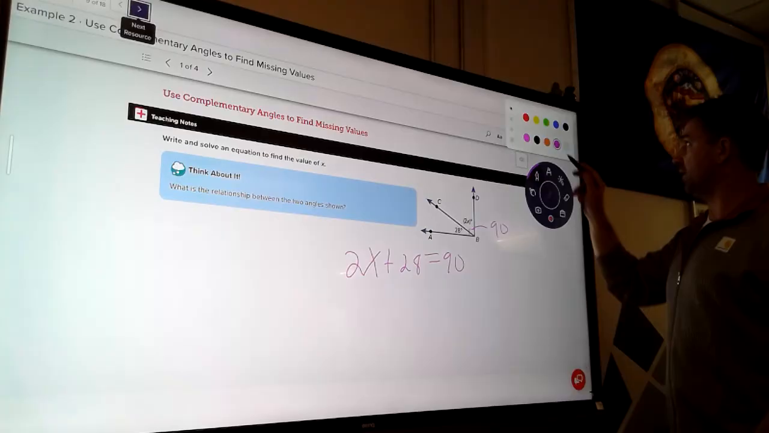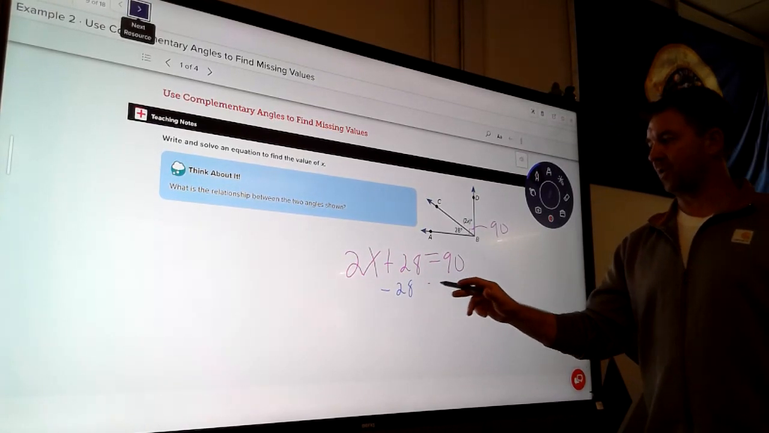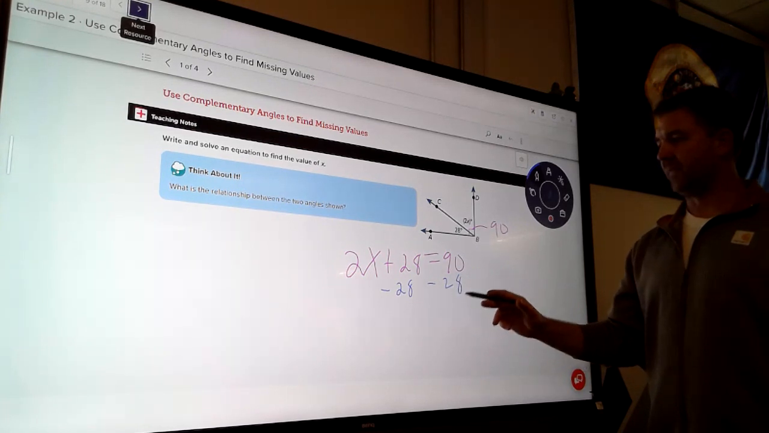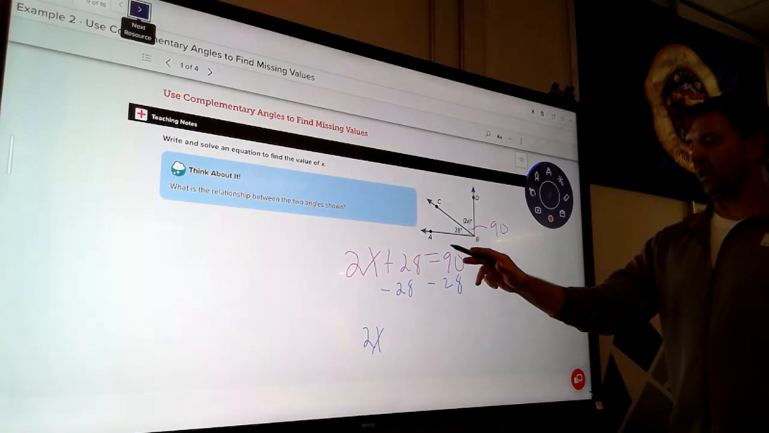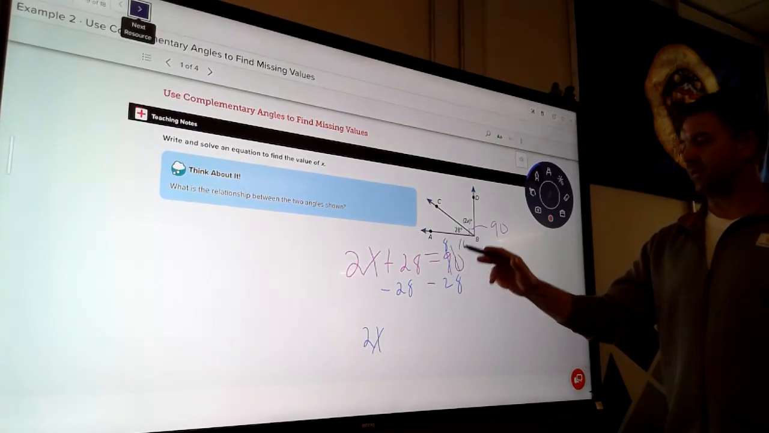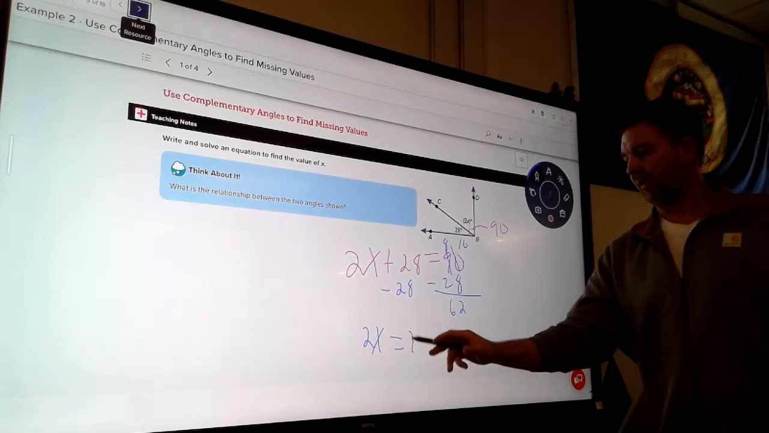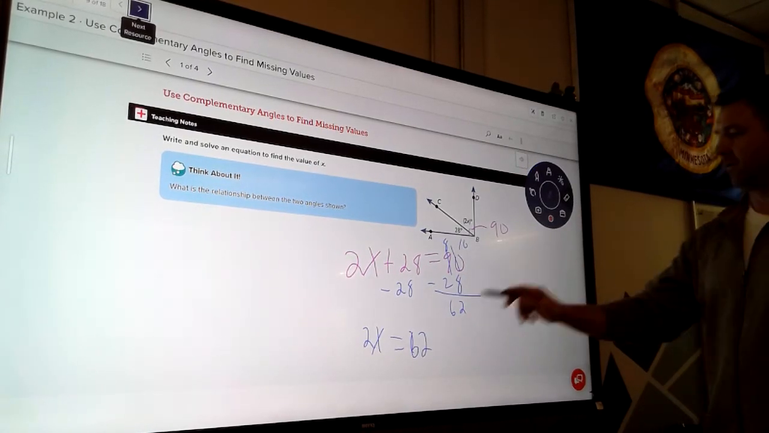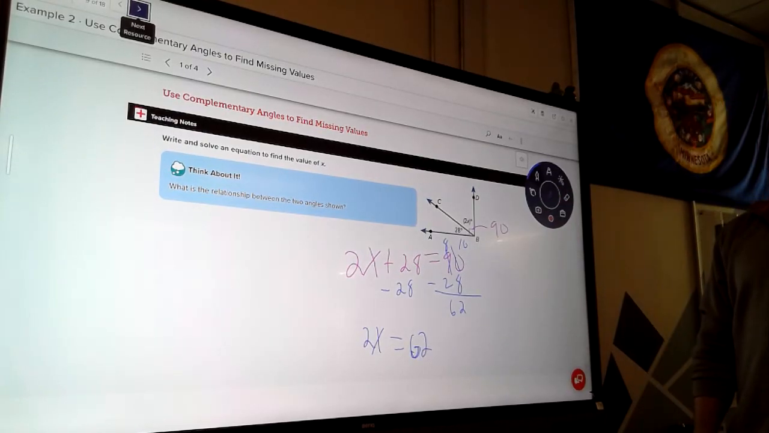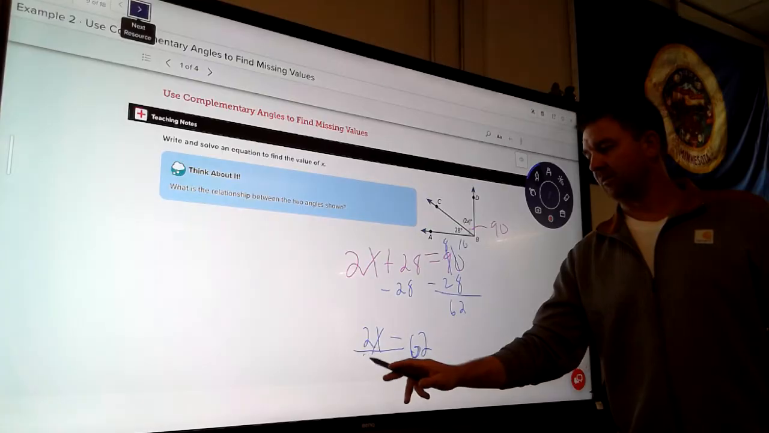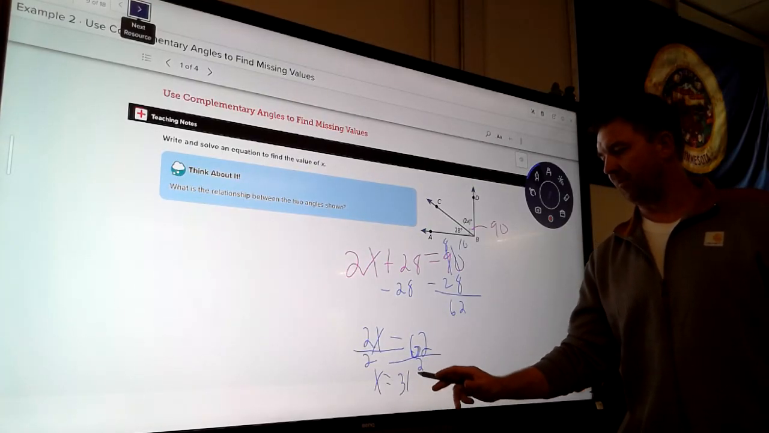Now, no different from what we've been doing the last couple chapters. First step, add or subtract first. So I subtract 28, I subtract 28. By doing it, this is going to be gone. I still have my 2x on this side. Here, I have to do the math. 90 minus 28 is 62. If I want to get x by itself, they're multiplying, we divide. So x would be equal to 31.